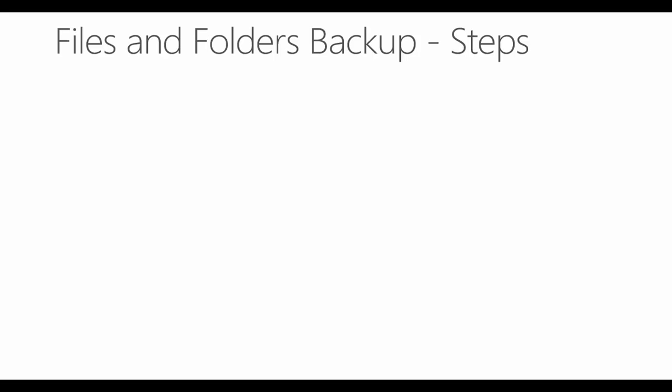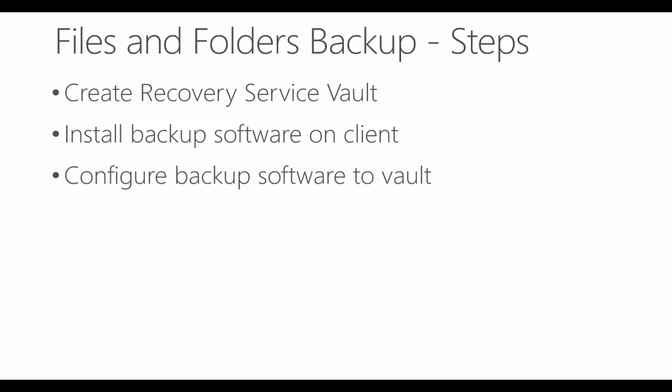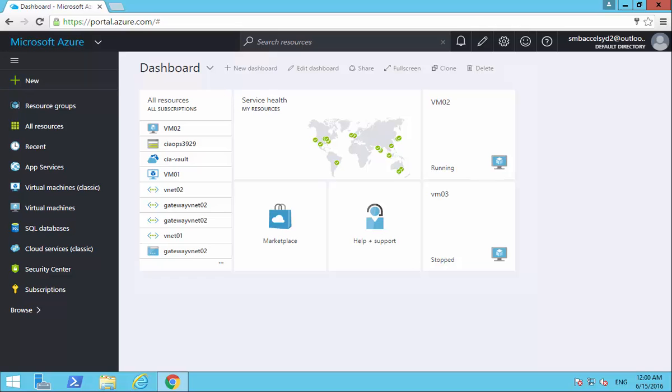Now, the steps that are required in basic to set up files and folders backup for Azure is to create a recovery services vault. You do that in the Azure portal. You then install the backup software on the client machine. You'll get that from the portal as well. You'll then configure that backup software to point to the location in Azure where you want the data to go. You'll then schedule a backup, and then you will have the data backed up. So let's pause the video there and pop out to our machine and just show you how that takes place.